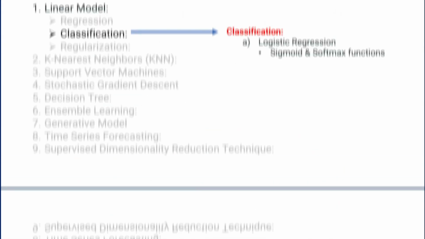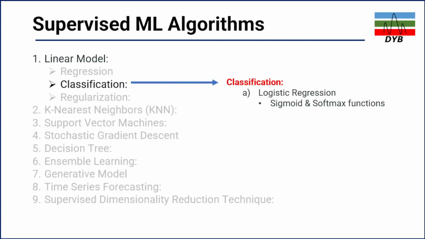So let's recall the main classification of supervised machine learning. We have explained the regressions, in which we have 10 types of regression algorithms. Now we are moving to classification. In classification, we will be talking about logistic regression and further the sigmoid and softmax functions. So let's start with logistic regression.